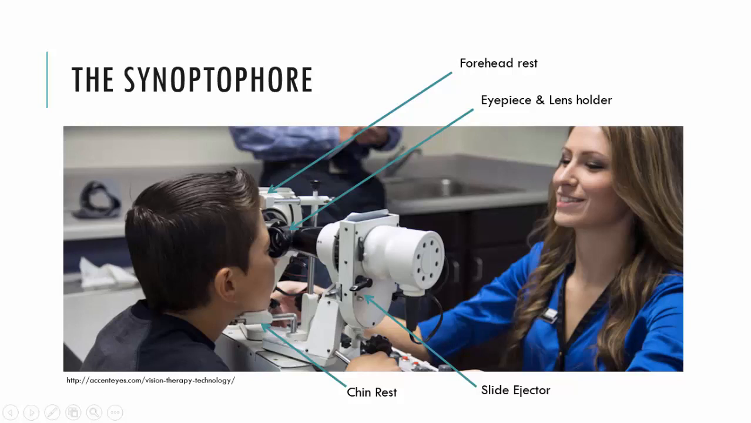And finally, one more thing. Here is the slide ejector. Now, once you put the slide into the tube, in order to get it out, what you do is you press on that slide ejector and it will raise that slide so that you can actually remove it.